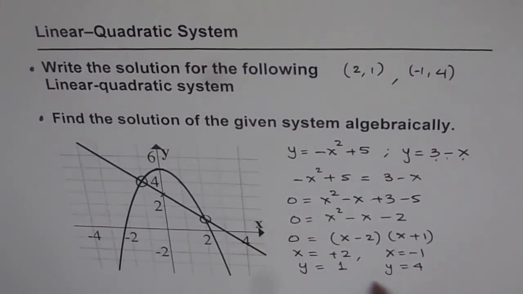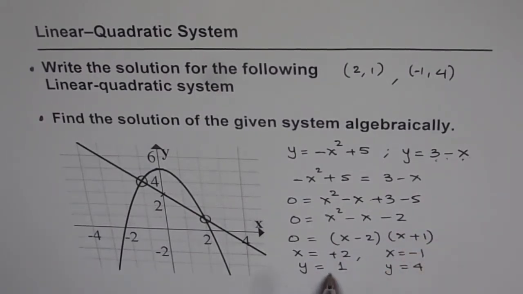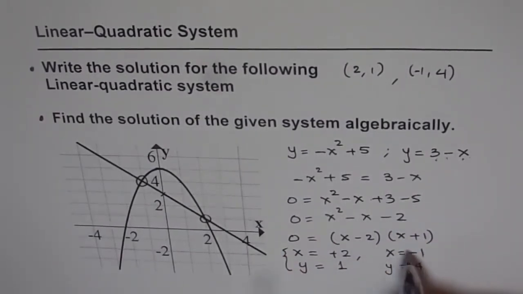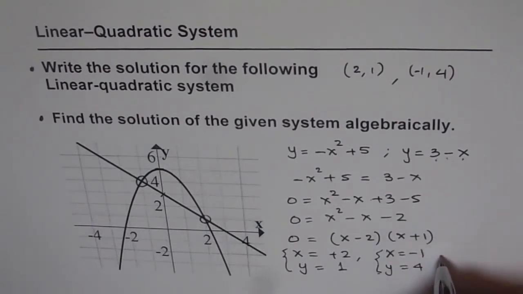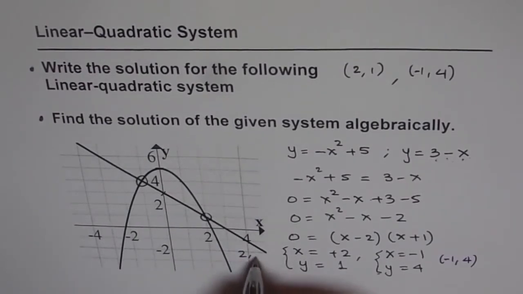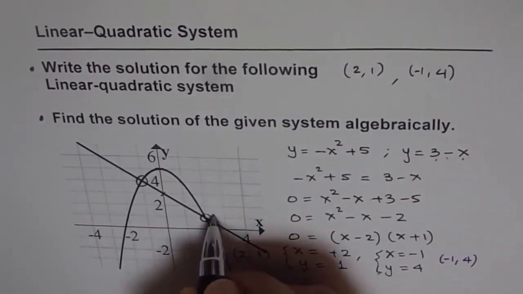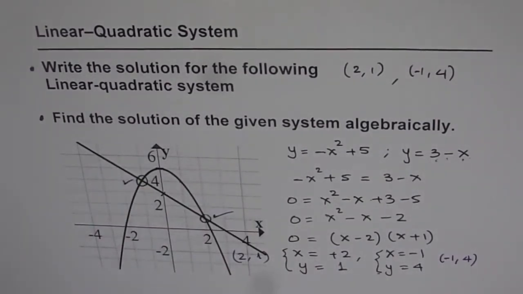So our set of points are indeed 2 and 1, right? So we have the same solution, which is 2 and 1. This is one solution, and that is the other one, right? So we have the solution right there, which we can write as minus 1, 4, and that one as 2 and 1. And minus 1, 4 is right there. So now you can see algebraically also we have come to the same conclusion. So it is the perfect answer to this very question.